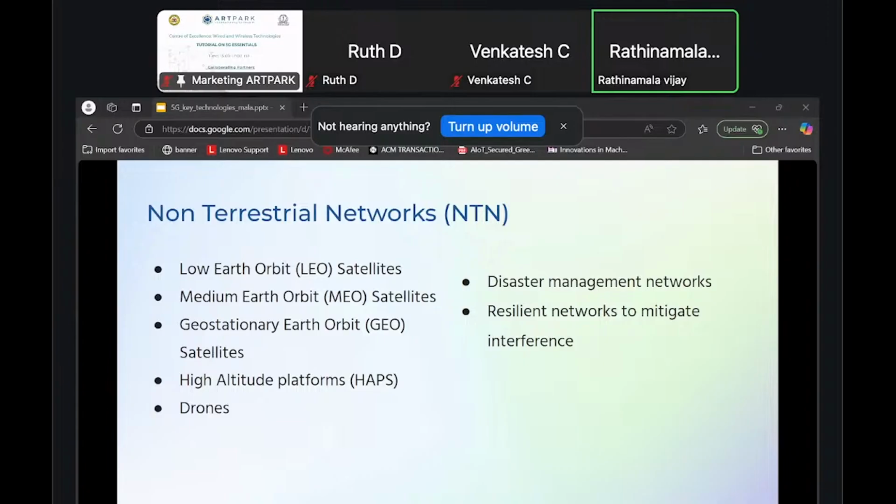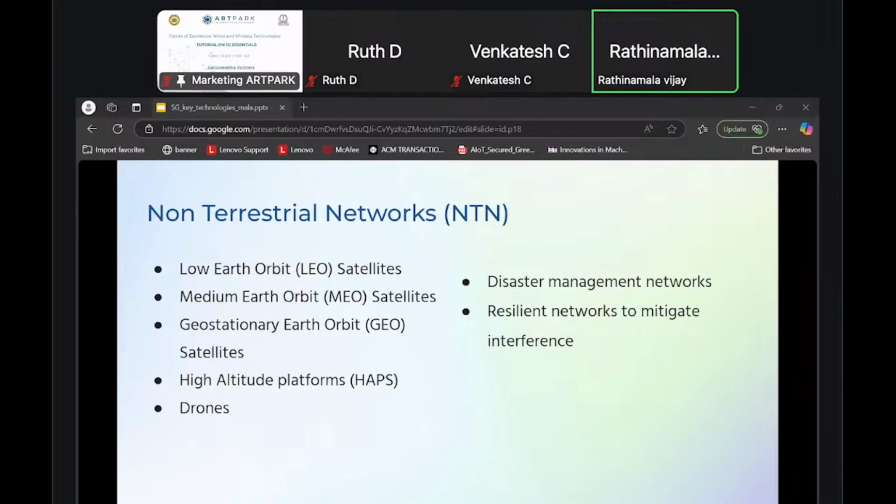And this network is especially useful in cases of disaster management, when terrestrial networks are completely affected due to an earthquake or tsunami, or it can be due to war conflicts and so on. So during those situations, the users can be given the connectivity which is much needed.